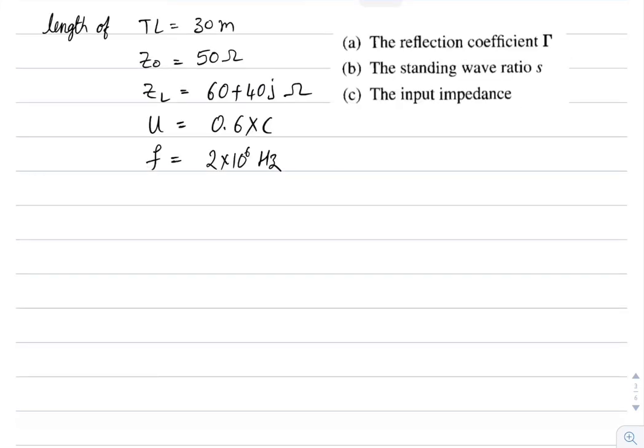Now let us do the same problem using Smith chart. The first step is you have to represent the load impedance on the Smith chart.